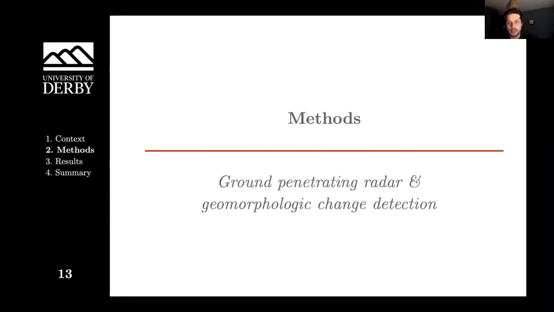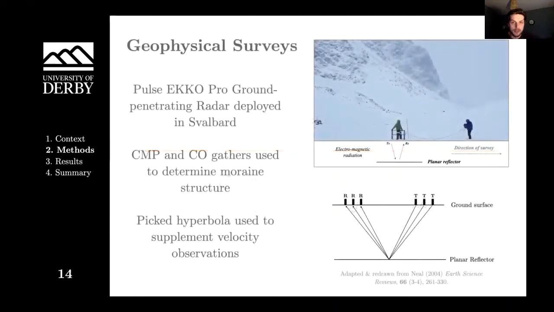The methods we use for this approach combine two techniques: a geophysical approach using ground penetrating radar, and geomorphologic change detection using raster differencing from multi-temporal digital elevation models. For the geophysical surveys, we deployed a pulse echo ground penetrating radar to sites in Svalbard, and we used two approaches. We use reflection surveys to look at the internal structure, and we use CMP surveys to determine the likely composition of the moraines, using the velocity at which radio waves propagate through the subsurface to infer moraine structure.